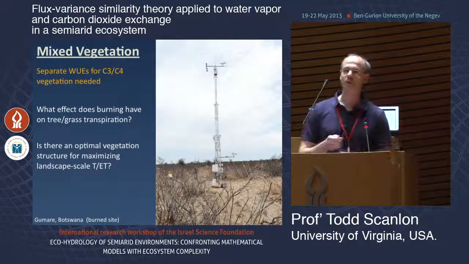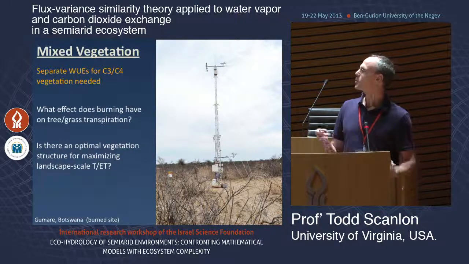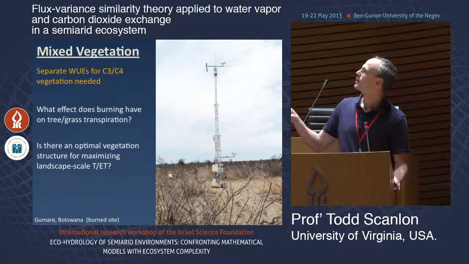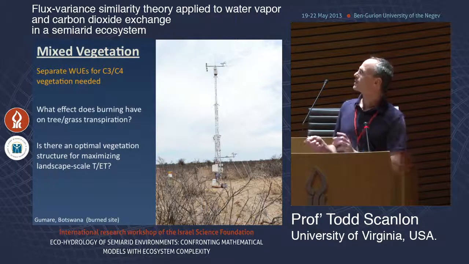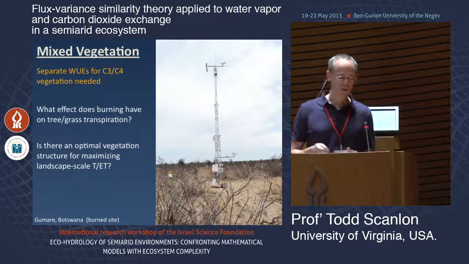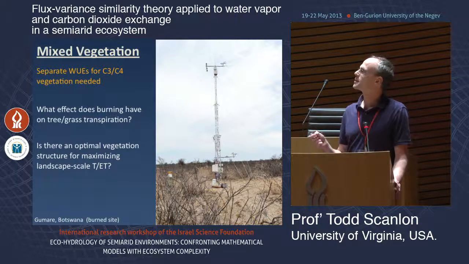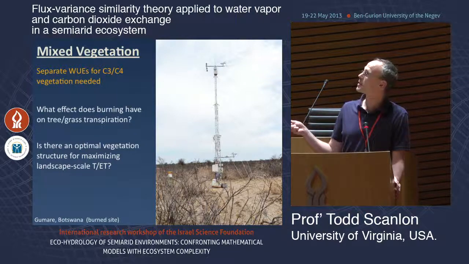So what I showed were many examples from managed systems, agricultural systems. We're interested in applying this to natural systems. We have this flux tower that we had set up back in October through December in Botswana. One of the reasons I started off with these agricultural systems is because they're pretty well described and well studied, single type of vegetation. It does get more complex when you have this mixed vegetation.